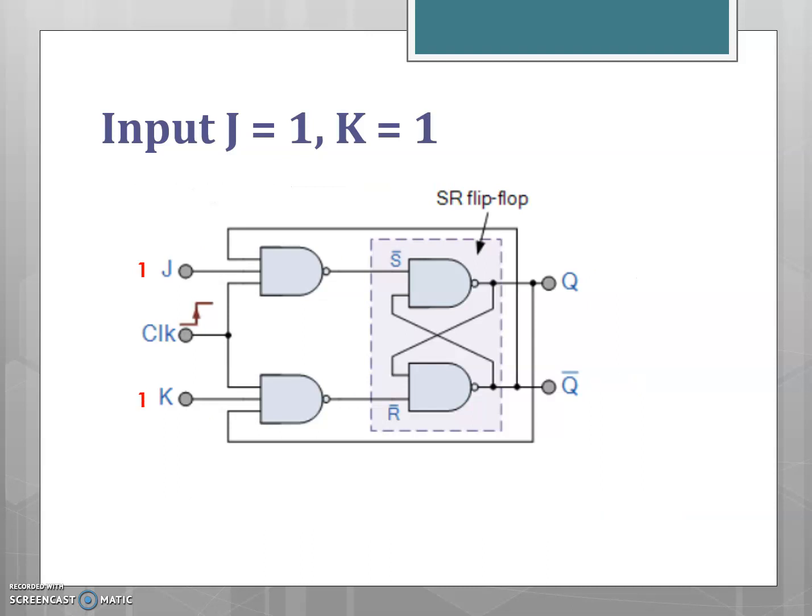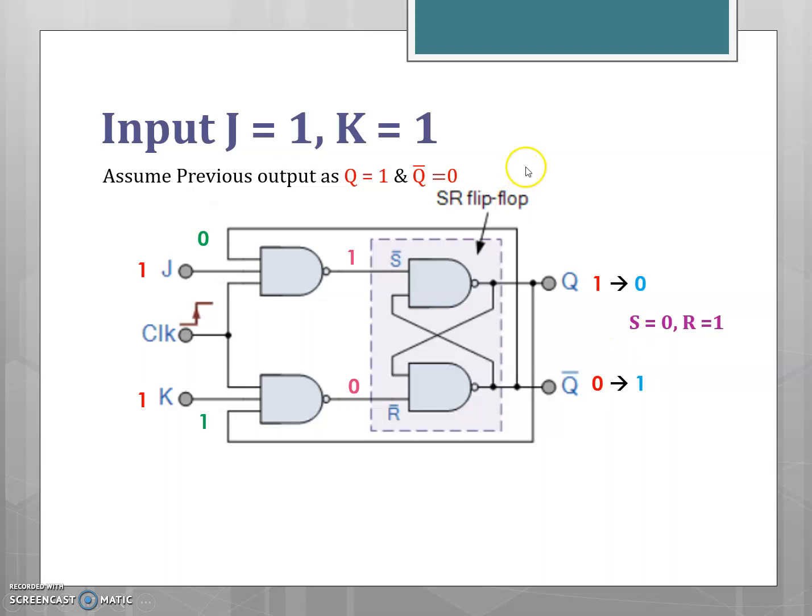So coming to the next case with J equal to 1 and K equal to 1. Let us assume that the previous output is Q equal to 1 and Q bar equal to 0. With the output fed back to the input, the output of the first NAND gate will be equal to 1 and the output of the lower NAND gate will be equal to 0. So for S bar equal to 1, S equal to 0 and R bar equal to 0 implies R equal to 1. So for this condition, S equal to 0 and R equal to 1, the output is Q equal to 0 and Q bar equal to 1.